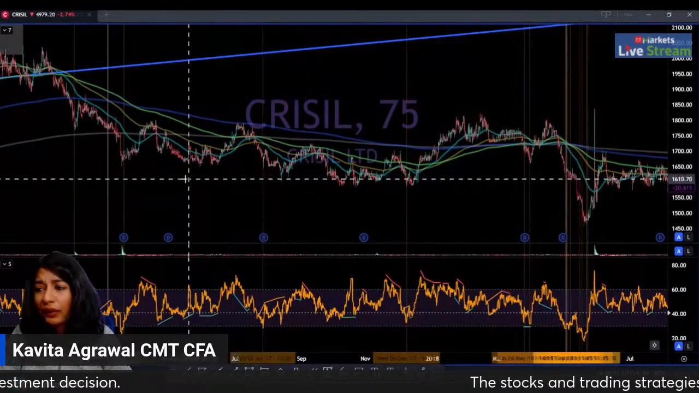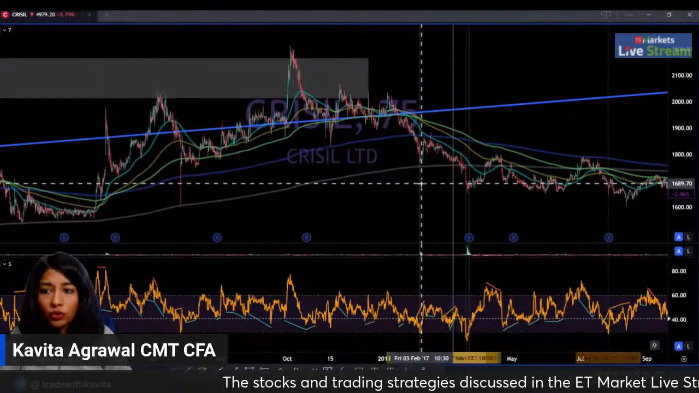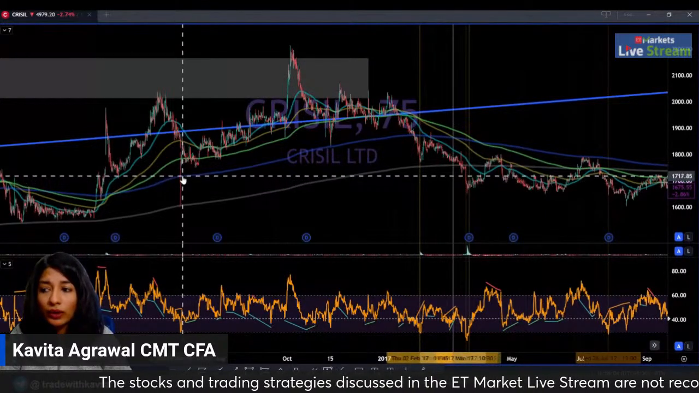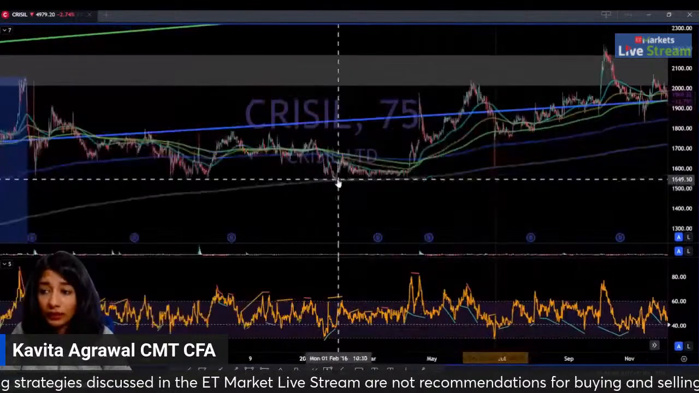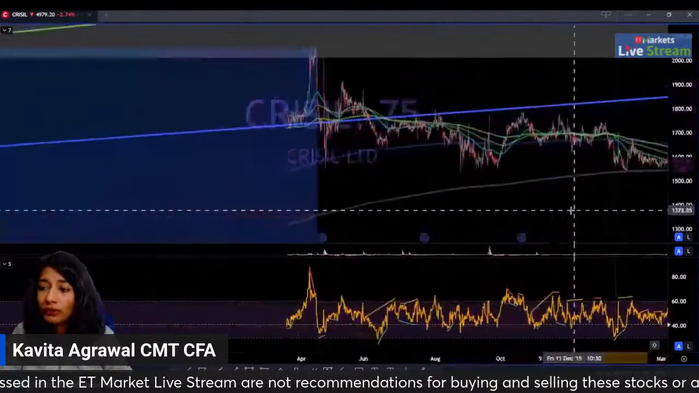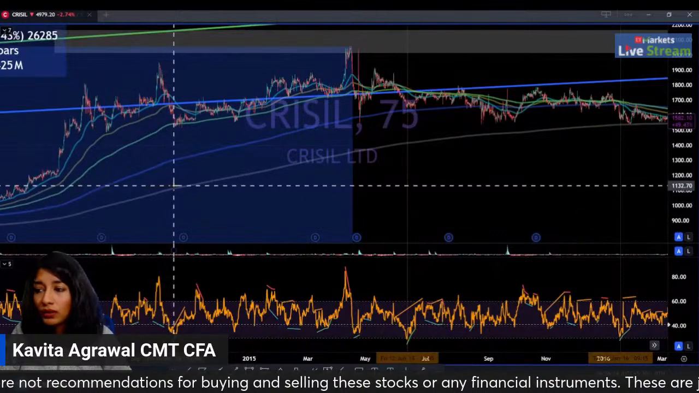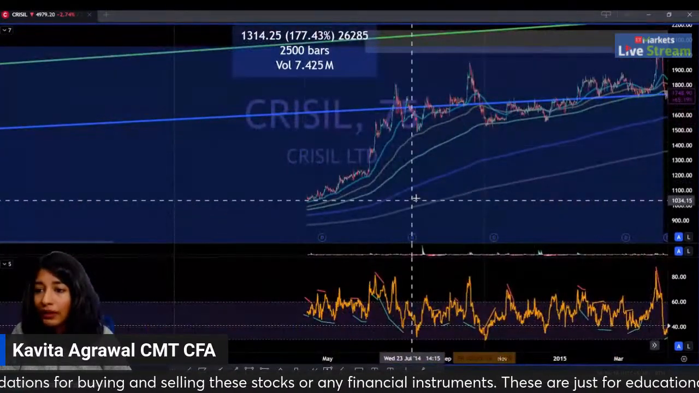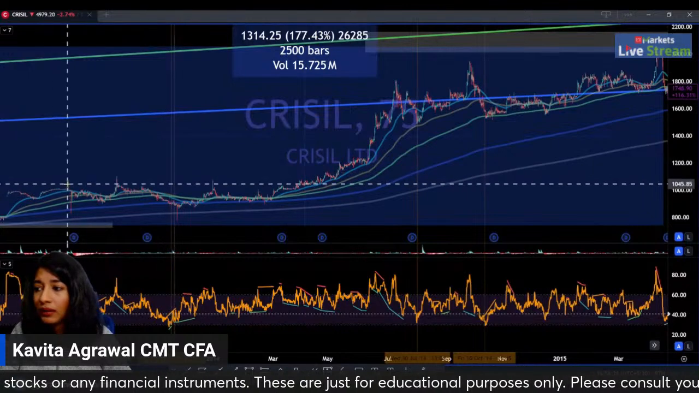Doing the 75 minute time frame naturally takes a lot of time, and I would not recommend doing this exercise on time frames lower than 75 minutes, because then your chart can get really cluttered and you might not be able to see the price action. But the 75 minute time frame works really well for me when it comes to swing trading, and I will show you in some time why that is.